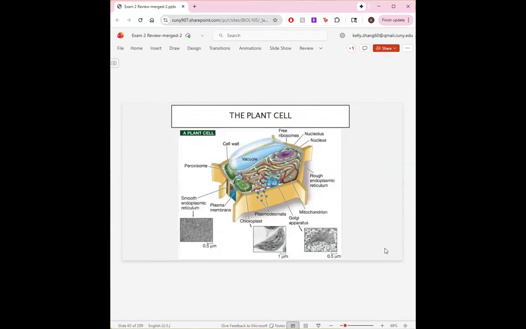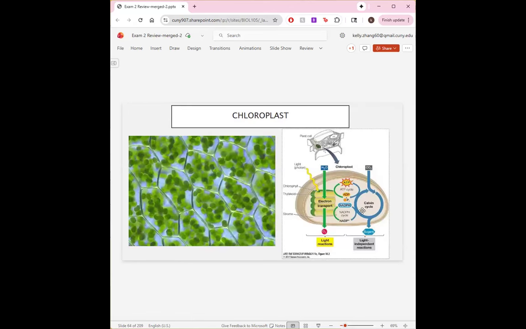So this is a plant cell. You've all seen this before. I think the main difference between this and an animal cell is the presence of the cell wall and the structures of the chloroplast, which includes the chlorophyll, where the light reactions of photosynthesis occur. Again, this is where the light reactions of photosynthesis occur.